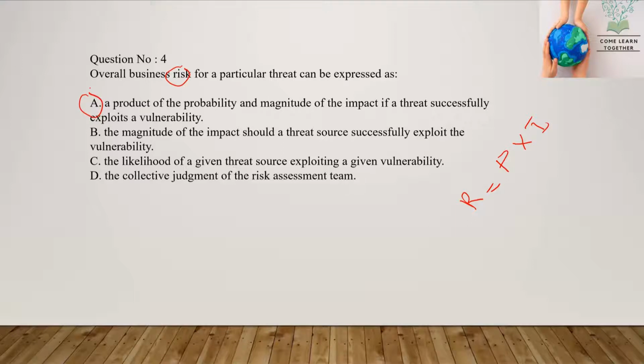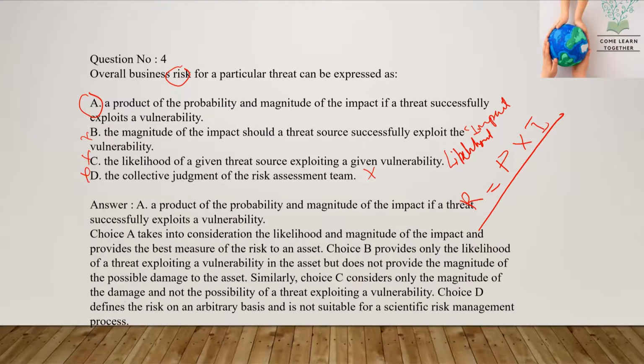But let's work on the theory of elimination, judging the other options also, to see whether it is fair enough to select A or not. D is wrong because it's a collective judgment of the risk assessment team, so it is not based on judgment. The likelihood of a given threat source exploiting a given vulnerability only has the likelihood or the probability, so it is not complete with respect to the definition of risk. And the B option is saying magnitude, which only has the impact without the likelihood. So we strike out B, C, and D, and we are left with option A. I always have to look at the probability of a threat exploiting a vulnerability, and what will be the magnitude if a threat successfully exploits a vulnerability. That's how we arrive at this question.